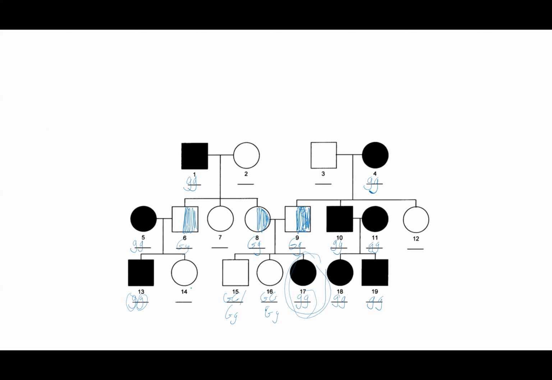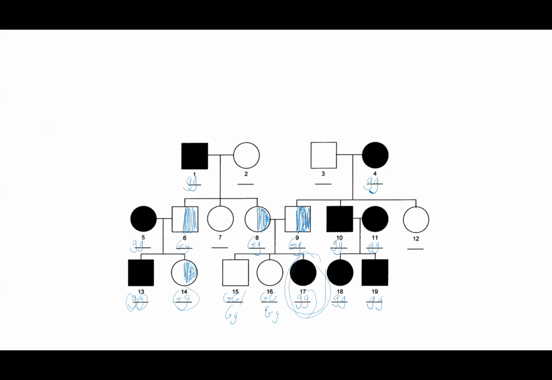What do we know about 14? 14 has to have a big G, right? Because they don't have whatever this trait is. And they have to have what? They have to have a little g because that's the only thing they could have gotten from mom.